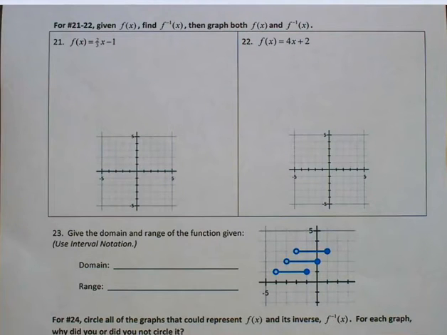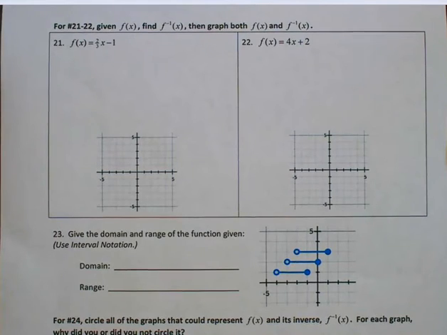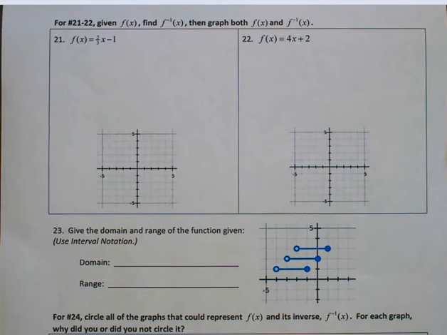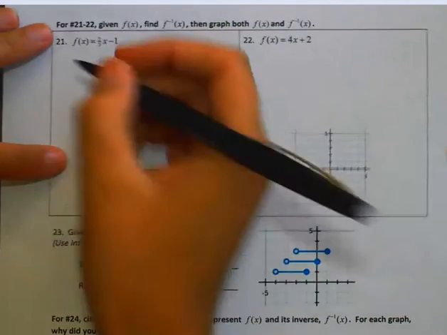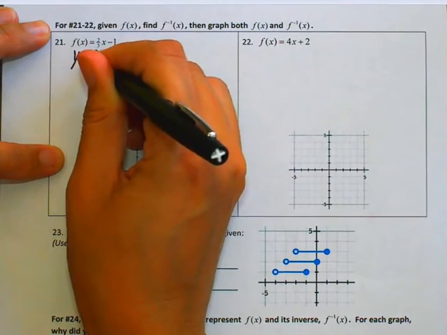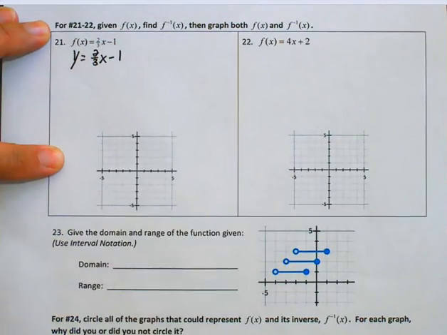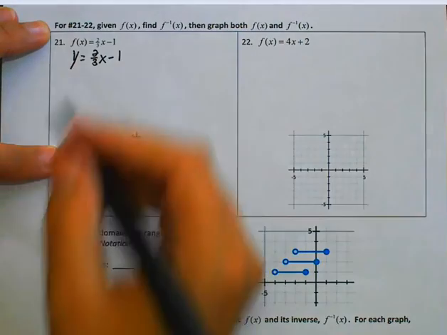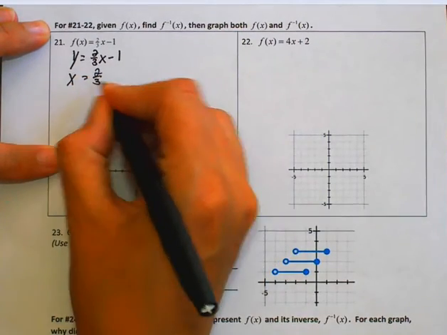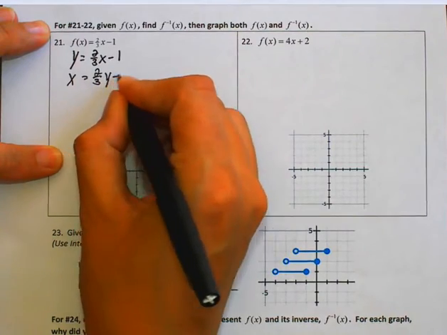Okay, this is the last video for the Unit 1 review. We are going to be finding the inverse again for 21 and 22. So the first thing we're going to do is rewrite as y equals 2/3 x minus 1. Our first step is to switch the x and the y. So x equals 2/3 y minus 1.